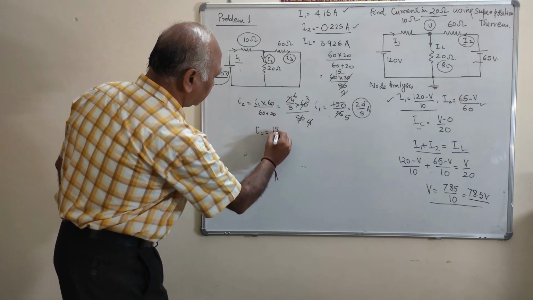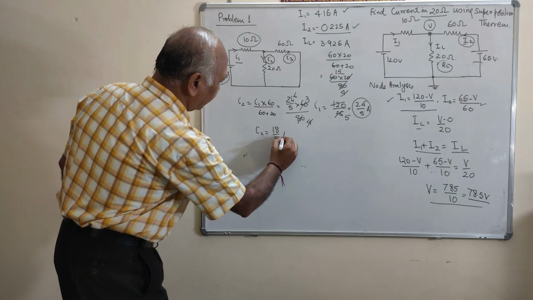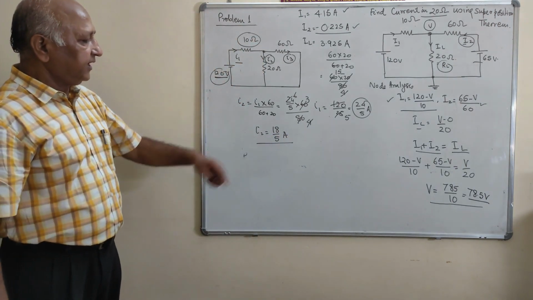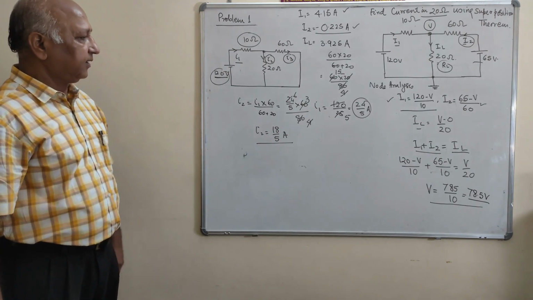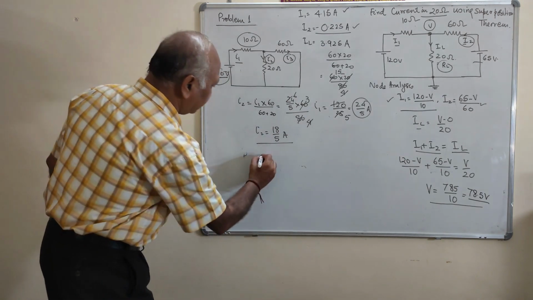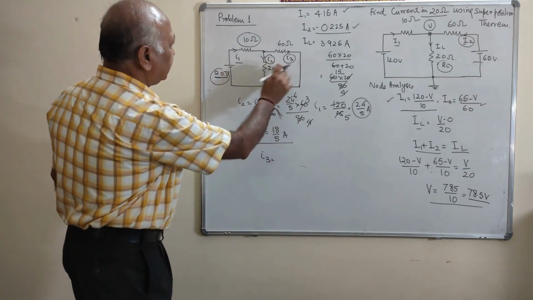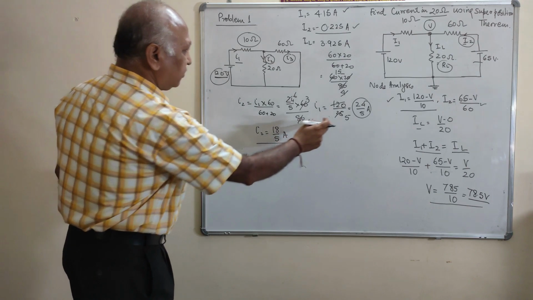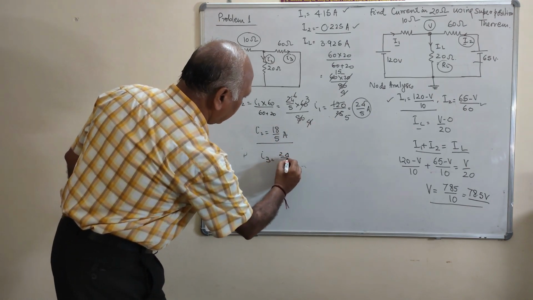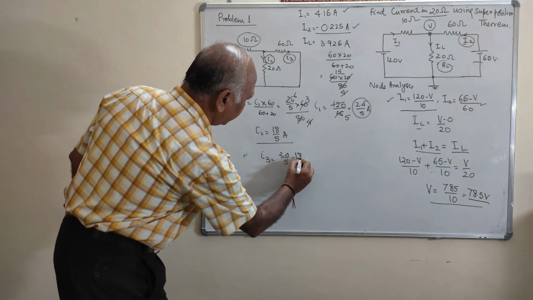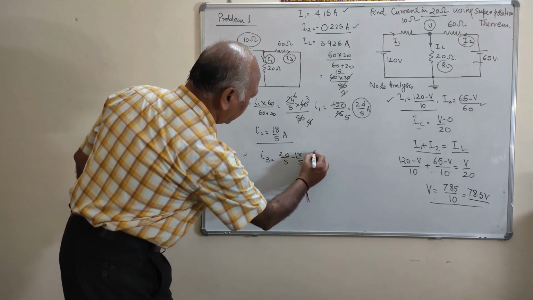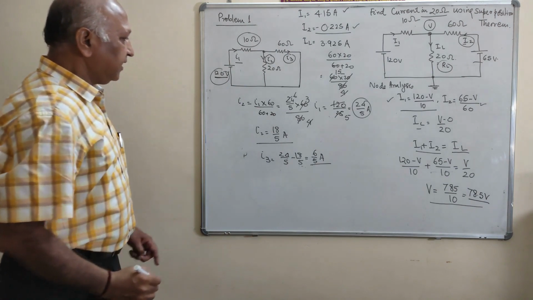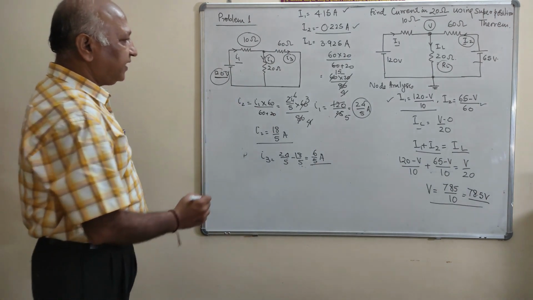I2 is equal to 18 upon 5 ampere. Clear? Now what is the value of I3? I3 will be I1 minus I2. Or you can say 24 upon 5 minus 18 upon 5, that is equal to 6 upon 5 ampere. Clear? Now you are getting the value of I1.